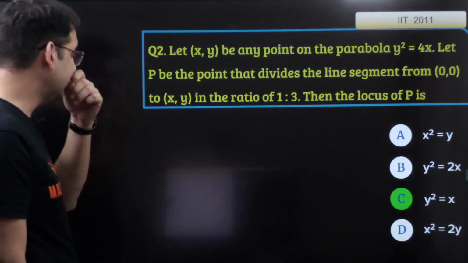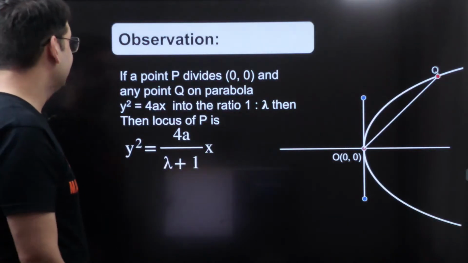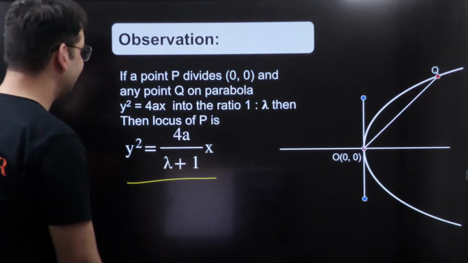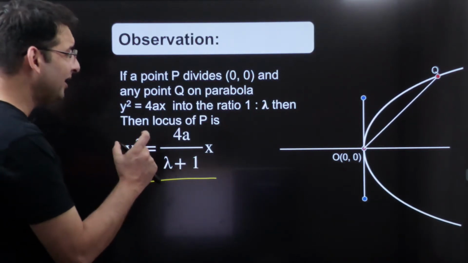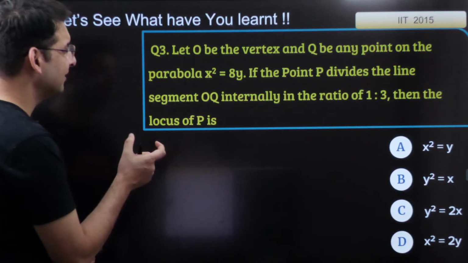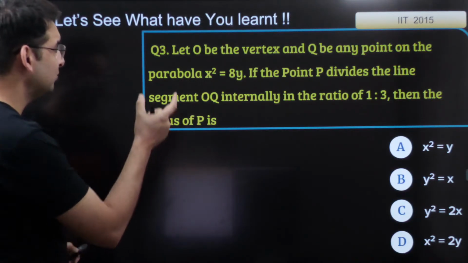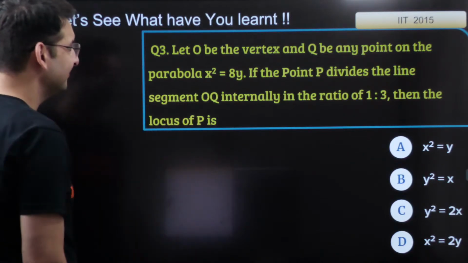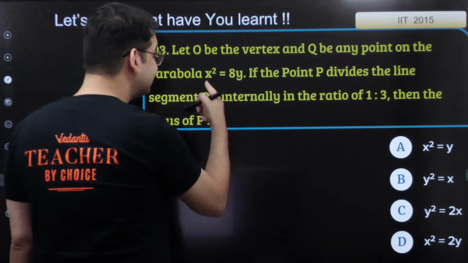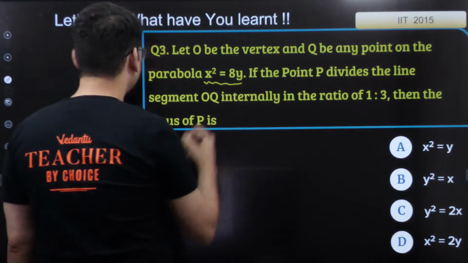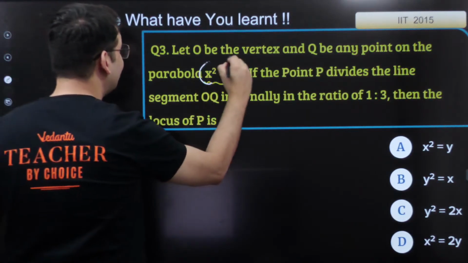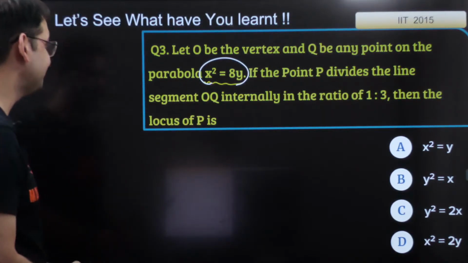Okay, this was done. We have already discussed this: y square is equal to 4a upon lambda plus 1 times x. Now I'll just tweak the question a little. This is 2015. Let's see if you're able to apply the same thing here. Now the parabola is changed. Let's see if you're able to apply the same thing in this also.